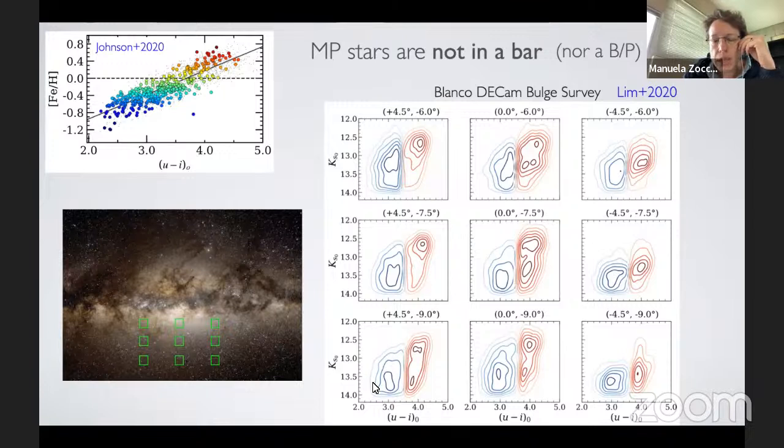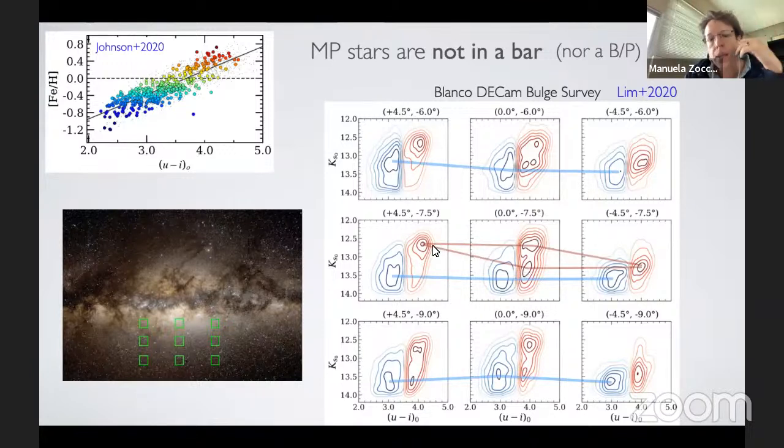However, the metal-poor component is everywhere at the same magnitude. Let me highlight the metal-poor component, here in blue: it's always at roughly the same magnitude. It doesn't change as clearly as the metal-rich does. So what does this mean? The metal-rich component is a bar and the metal-poor is more spheroidal. This is a more direct result because there is not a lot of analysis, just photometry of red clump stars.